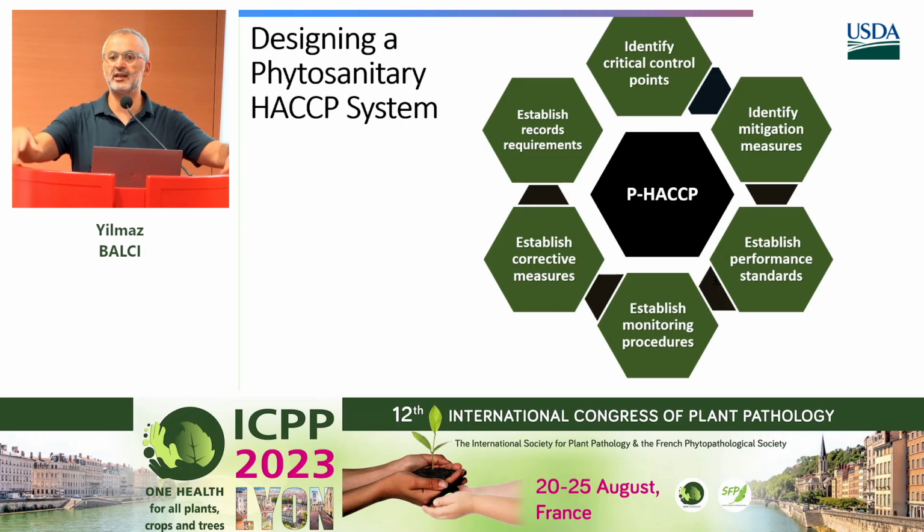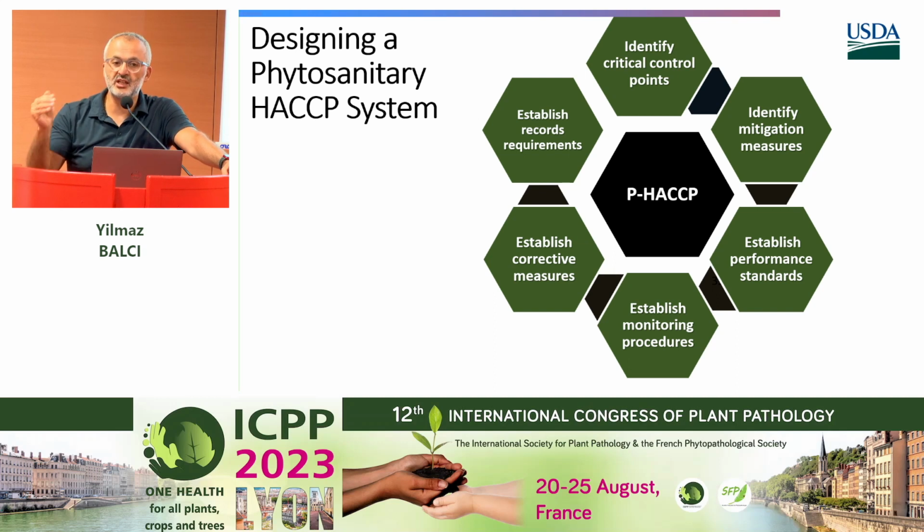And how do we design the system? A phytosanitary HACCP system basically in this case, and this is not new in the food sector. It's being used extensively. Hazard analysis, critical control point system. You start with first identifying the critical control points, whatever they are. And then you find specific mitigations that will work at that critical control point.